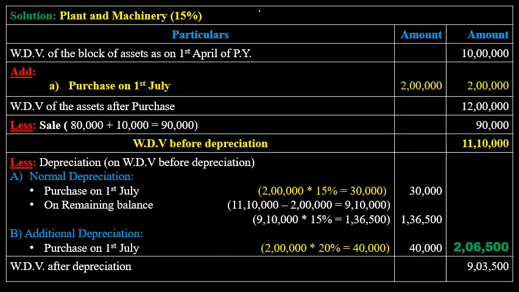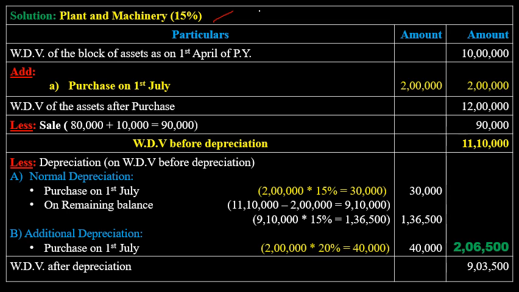The next block of asset is plant and machinery, which carries a 15% rate of depreciation. The written down value as on 1st April of the previous year is 10 lakh. Then purchases on 1st July, 2 lakh. New purchases in the previous year, 2 lakh. So written down value after purchase is 12 lakh. Then sale total 90,000, 80,000 plus 10,000, 90,000.